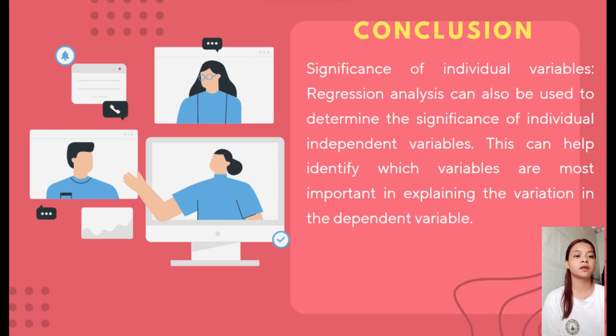Conclusion. Significance of individual variables. Regression analysis can also be used to determine the significance of individual independent variables. This can help identify which variables are most important in explaining the variation in the dependent variables.